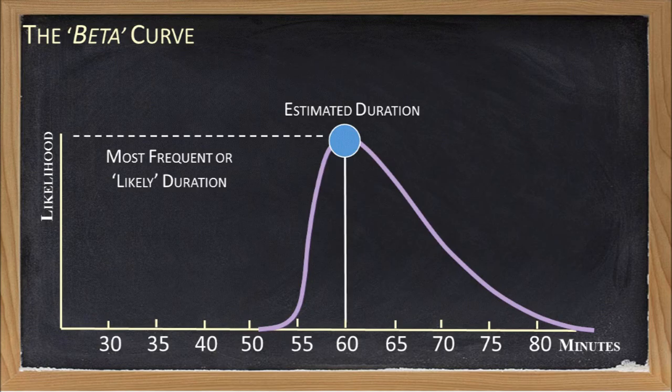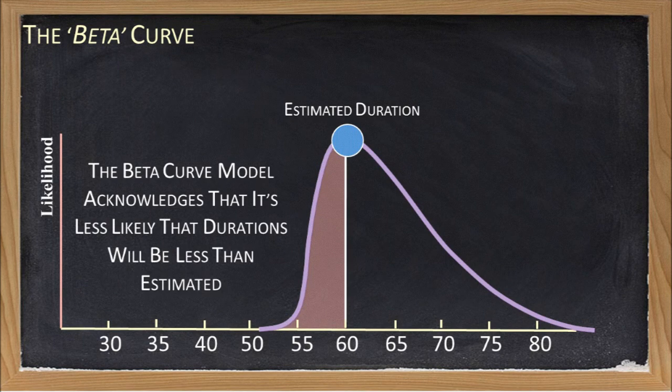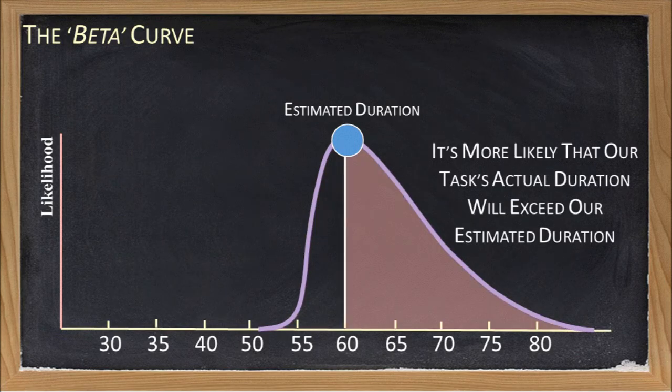As with the normal curve, in our beta curve, we assume that our estimated value represents the most frequently encountered duration. But unlike the normal curve, where we have an equal chance of under or overestimating, the underlying premise of the beta curve is that we don't usually overestimate a duration by very much, but we can underestimate it by quite a bit. This is shown by the fact that the range of possible durations to the left of the estimated duration is much shorter than the range of possible durations to the right. The larger range of possible durations to the right of our estimated value indicates that we have a potential to underestimate a task duration by quite a bit.